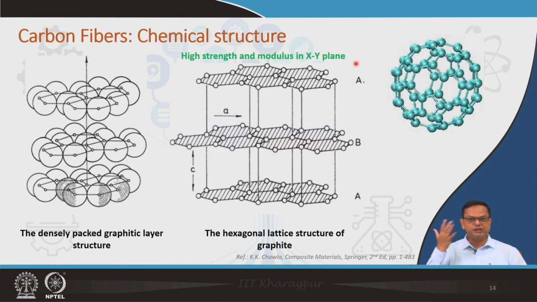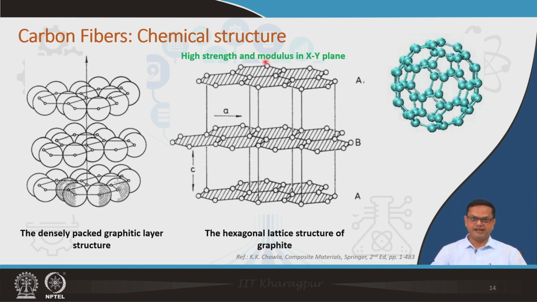What is the atomic structure of carbon fiber? We have different allotropes of carbon, but in the case of carbon fiber it is basically graphite or graphene sheets. You can see here these individual graphene layers, which are attached by van der Waals bonding. The strength in the x and y plane is quite high, but in the z direction the strength and modulus is obviously not that high because of the weak van der Waals bonding.